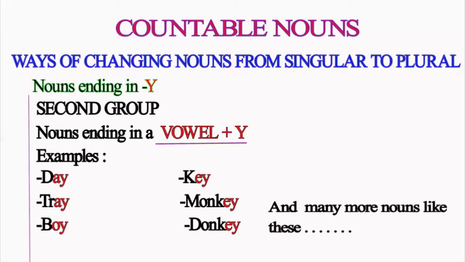Here we have just mentioned a few examples of them, like day, tray, boy, key, monkey, donkey, and many more nouns like these ones. There are many of them. But the only thing you have to bear in mind is that the last letter should be y, but before y, a vowel. This is the second group of nouns. Now, how can we change these nouns into plural form? We are going to see very soon.